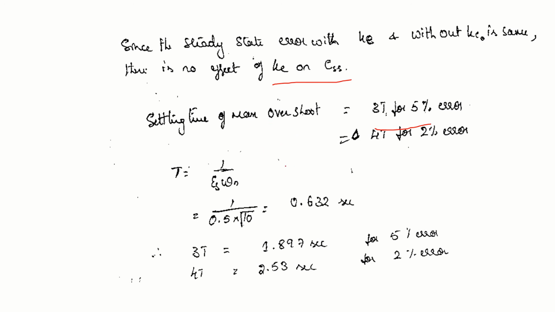Settling time or overshoot. I think this is not correct. 3 by zeta omega n is the settling time. We can easily find that out. There is no problem at all. If they mean peak time, you can find it as pi by omega d. It's not a problem. And omega d is nothing but omega n root of 1 minus zeta square, and we can find out the peak time.